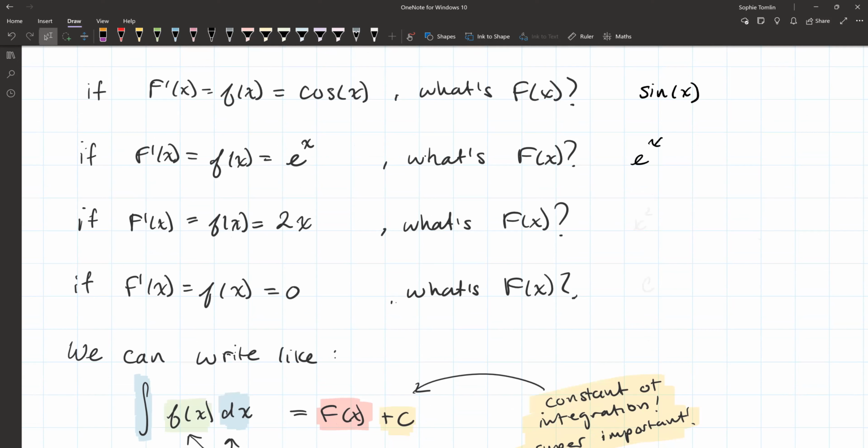Another thing we might have is a polynomial function like this. So if capital F of x is equal to 2x, what could we have differentiated to get 2x? And so for that, we have just x squared.